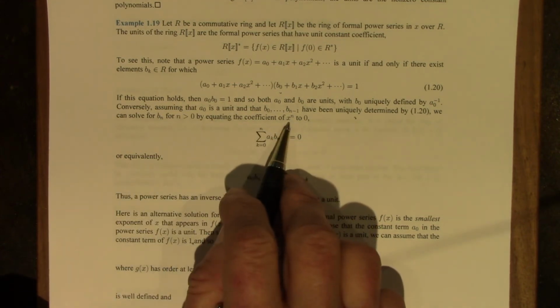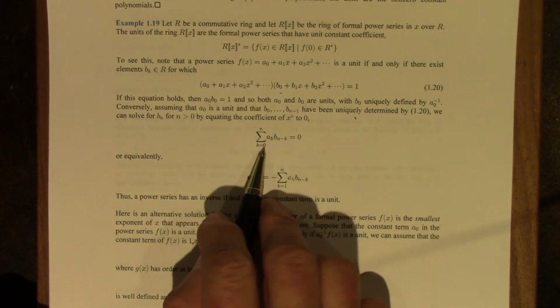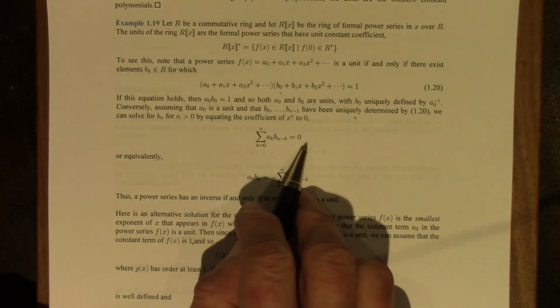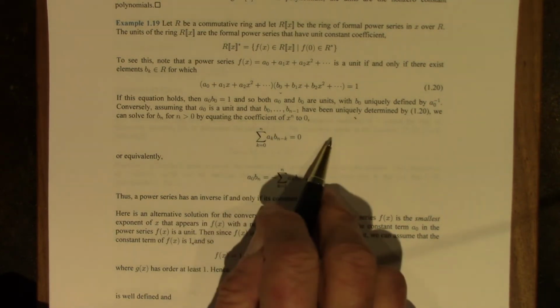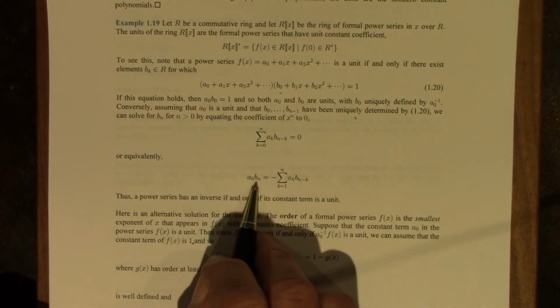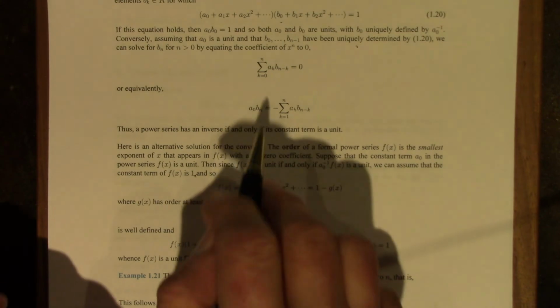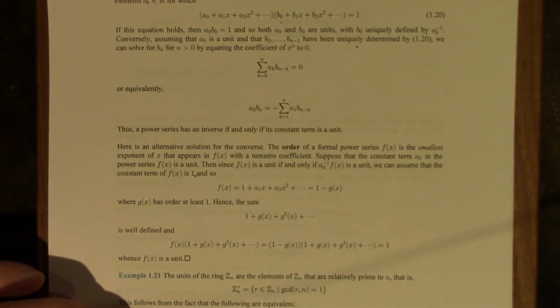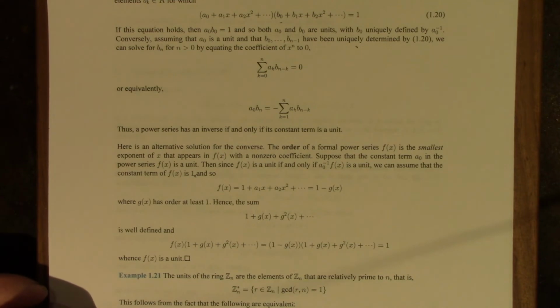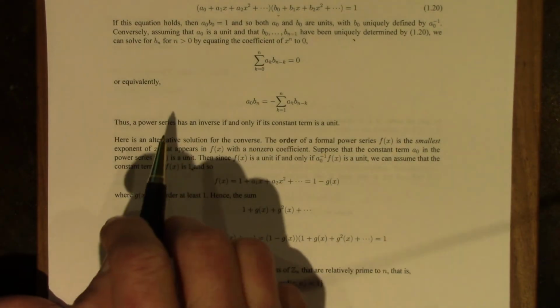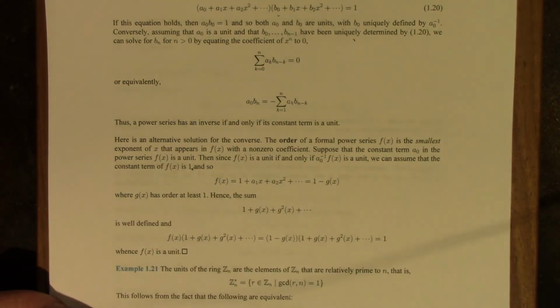First we equate coefficients of x to the n. We get this equation. Push everything to the other side except A naught B n, and then because A naught is invertible, we can multiply both sides by A naught inverse and get a unique value for B sub n. And so this shows that a power series has an inverse if and only if its constant term has an inverse.